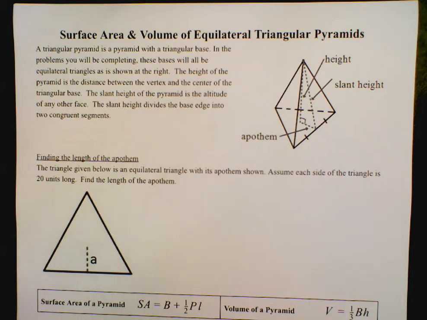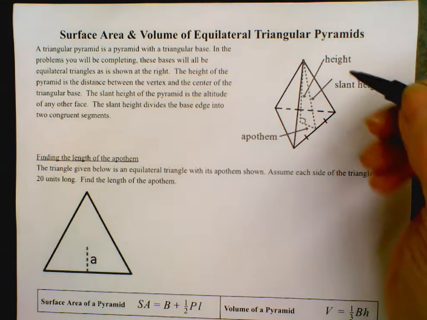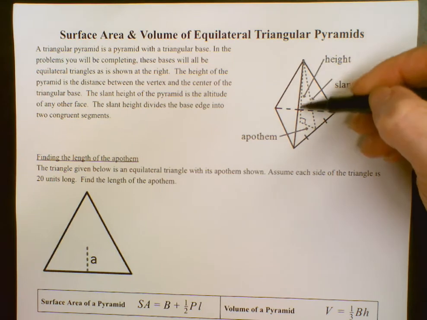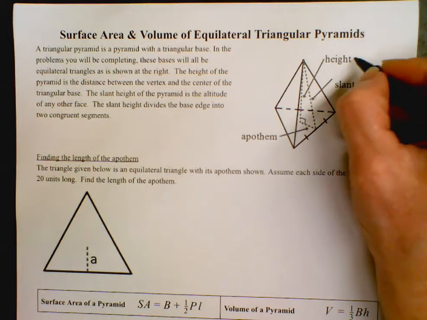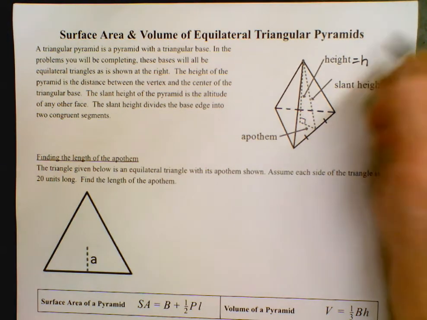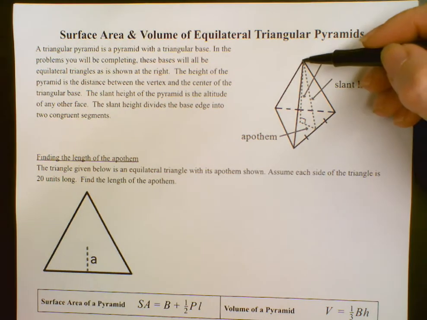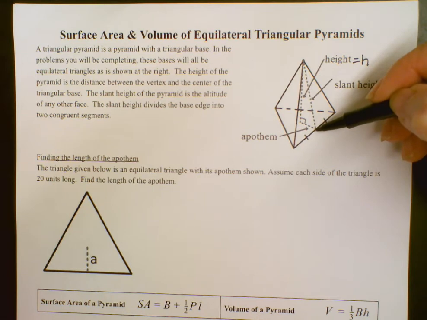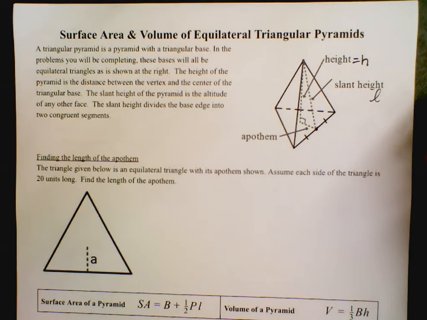The slant height of the pyramid is the altitude of any other face. The slant height divides the base edge into two congruent segments. So this is very similar to what we talked about with square pyramids. We have the height that comes from the vertex down to the center of the base. That's what we refer to as h. The slant height is coming from the vertex down the triangular face to the midpoint of a base edge, and we refer to that slant height as L.